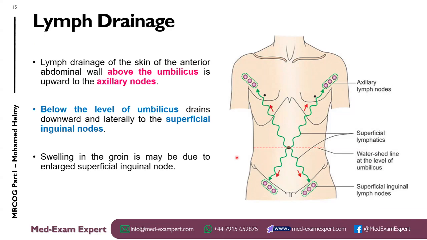Okay, that's great. So regarding the lymphatic drainage, and still we are talking about the superficial layers, we still didn't go through the muscles and other landmarks. Above the umbilicus, most of the lymphatic drainage goes to the axillary lymph nodes, while below the umbilicus, it goes to the superficial inguinal lymph nodes.